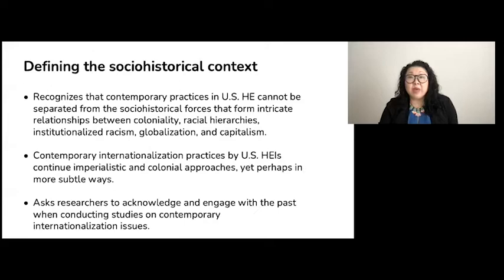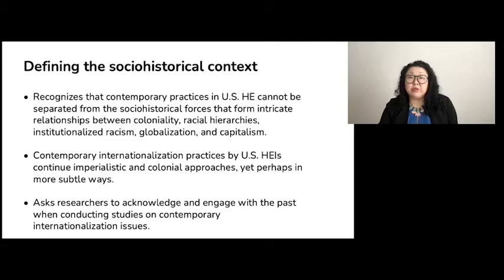Also, how do social, cultural, historical, racial, economic, and political factors, as well as local and world events, influence how we engage in research and practice? By engaging in such questions, scholars may approach internationalization in a way that interrogates how prior actions and ideology may permeate current approaches to research and practice.